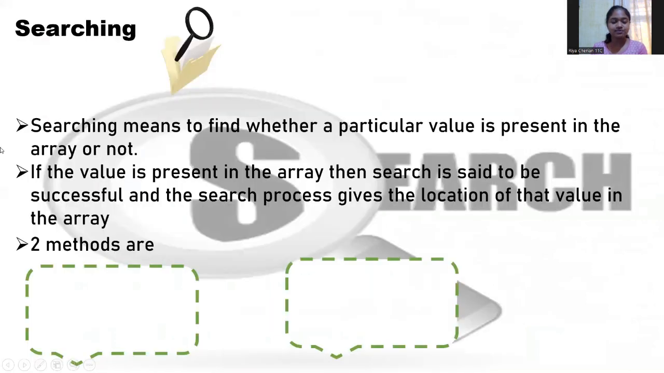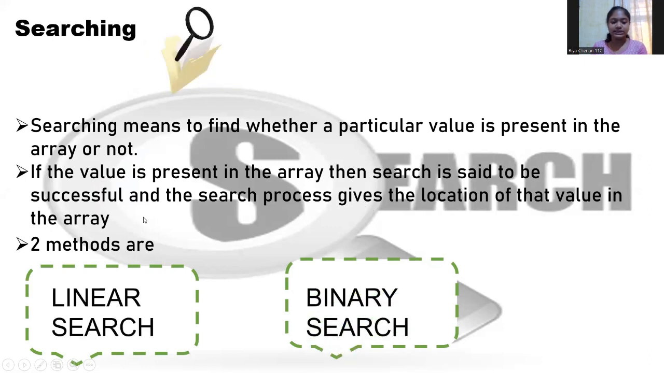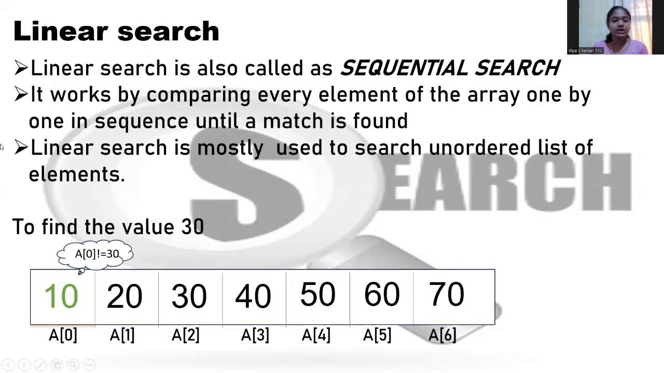Next is searching. Searching means to find whether a particular value is present in the array or not. If the value is present in the array, then the search is said to be successful, and the search process gives the location of that value in the array. The two methods are linear search and binary search.